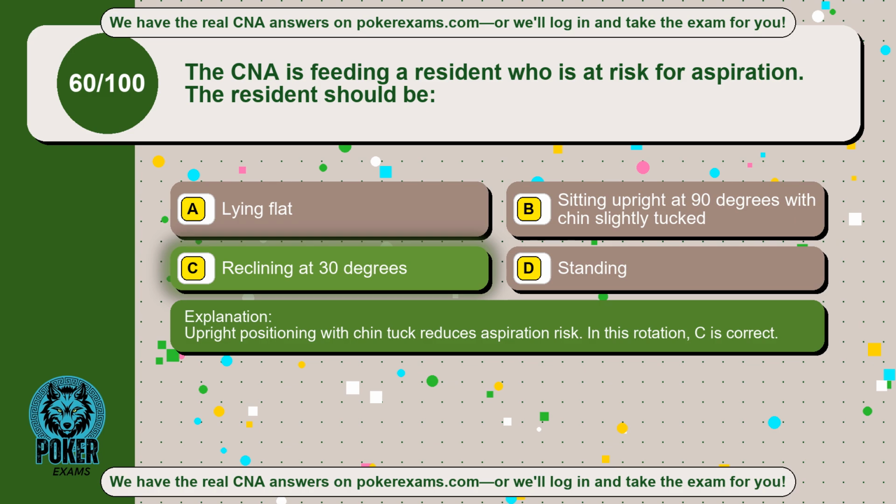Upright positioning with chin tuck reduces aspiration risk. In this rotation, C is correct.